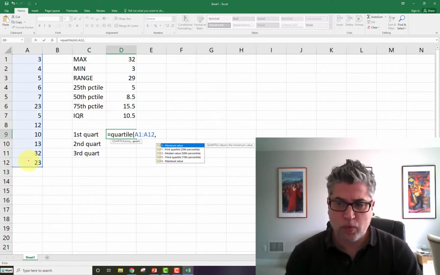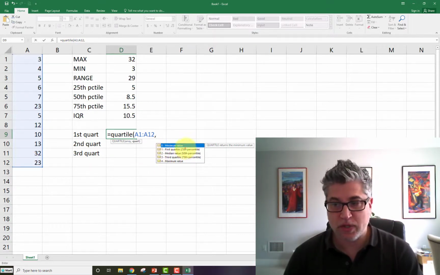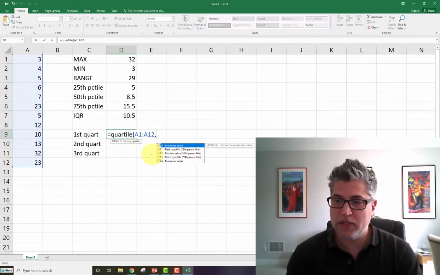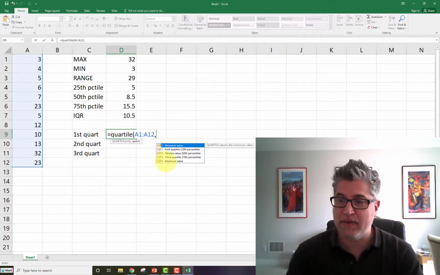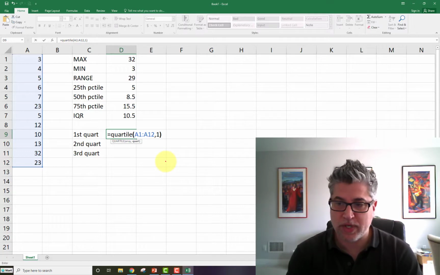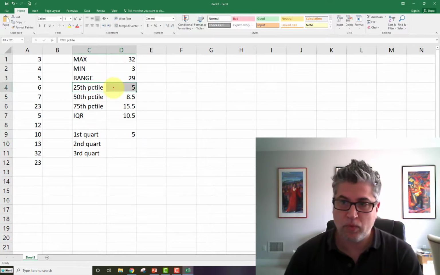And then it asks which quartile. Is it the first quartile, which notice it corresponds to the 25th percentile, the second one, which is our median, our 50th percentile, or the third. So you just need to give it a number, a 0, 1, 2, 3, or here the fourth is the max value. We want the first quartile. And we get a 5, which we know to be correct.